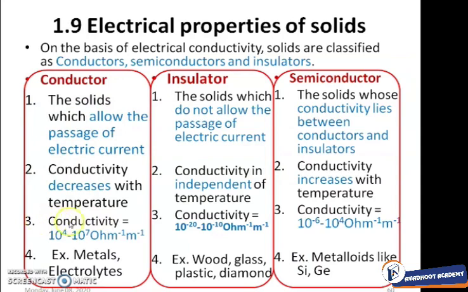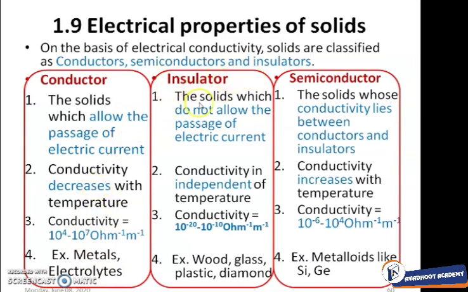Now, the conductivity of conductors, or these types of solids, is between 10 to the power 4 and 10 to the power 7 per ohm per meter. The conductivity of these conductors decreases with temperature. Examples: most of the metals are electrical conductors. Electrolytes, these are good conductors of heat and electricity.